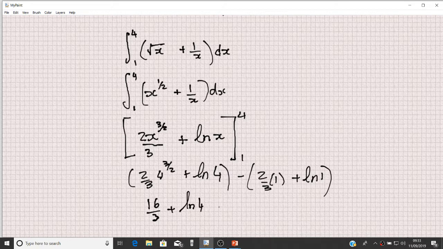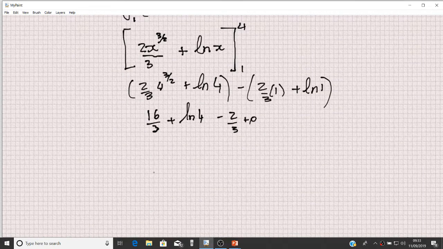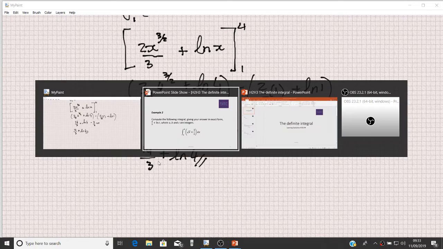And then we have minus 2 over 3 plus 0. So the final answer, I'll bring it together. 16 over 3 minus 2 over 3 will give me 14 over 3 plus ln 4. And that's in the exact form as required: a over b plus ln c. So a is 14, b is 3, and c is 4. So that's the second example complete.